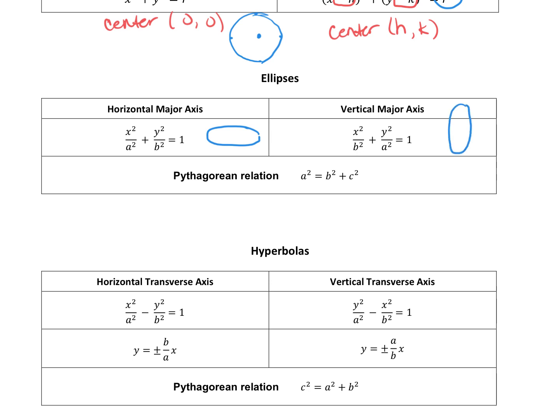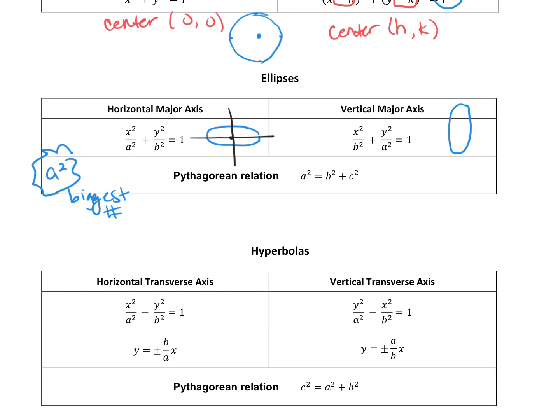The thing we need to remember with an ellipse is that your a squared is the biggest number. What I mean by that is you will have an equation of an ellipse. You want to look at this number and this number. If the number is bigger here, then you've got a horizontal ellipse. If the number is bigger over here, you're looking at a vertical ellipse. When you guys graph an ellipse, let me just throw this on here. Here's our center.